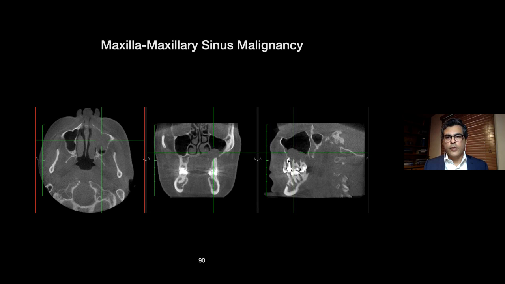This was signed out as a malignancy, most likely a squamous cell carcinoma. And on biopsy, the patient turned out to be having a squamous cell carcinoma. So the patient walked into the practice to have a treatment of sleep apnea, and walked out as having a cancer. This example, the 41-year-old male.